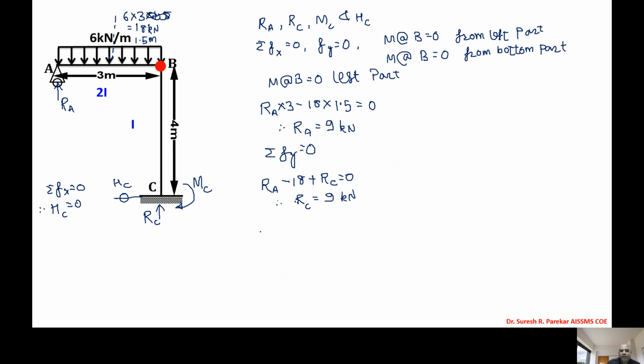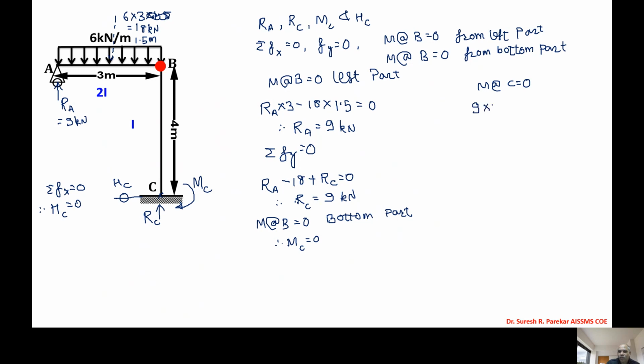Now we will consider moment about B equal to 0, that is bottom part. And then we have due to RC passes through B, HC 0 and therefore we have MC that is equal to 0. Now we can check it. Moment about C we will take and check it is coming 0 or not. So we have RA now that is 9 kilonewton. So I will take moment about C of whole part. Whole part we are considering.